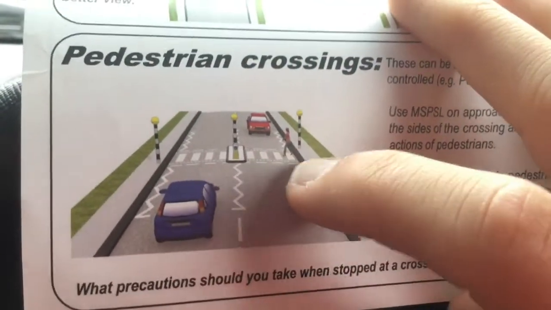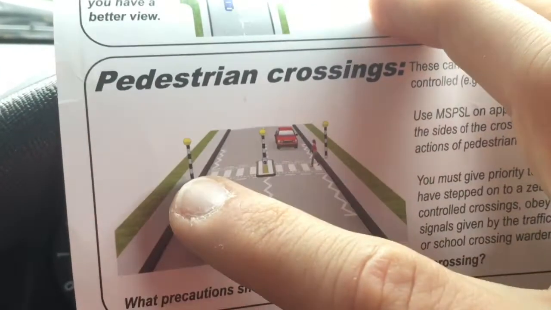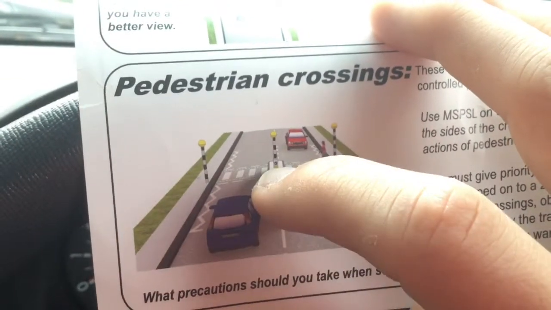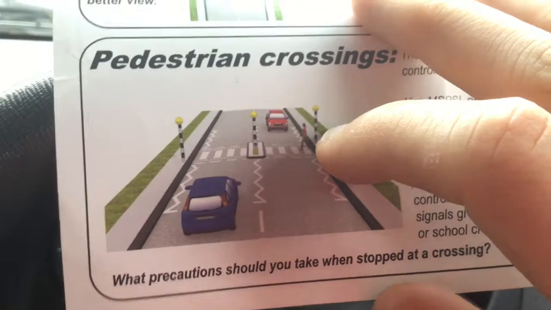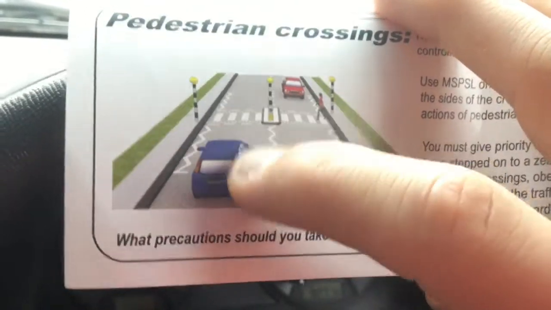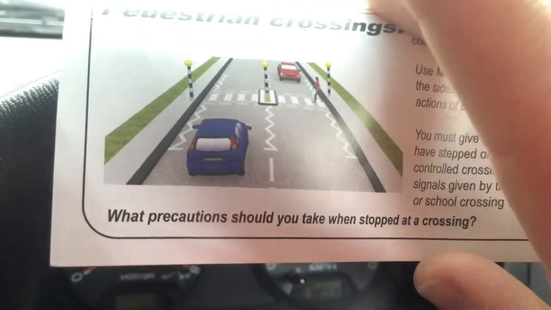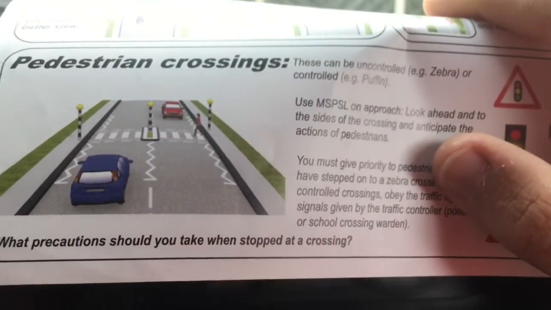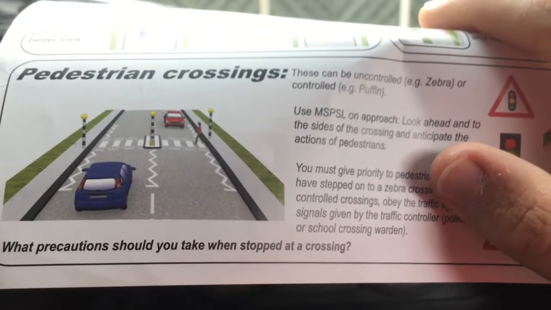Now, for example, if I'm this blue car and there's a pedestrian here, I've got to wait for them until they can cross this one. But if there's a pedestrian here, I can go, but then once they make it to this central island, I need to stop. So the idea is you use MSPSL, which is mirrors, signal, position, speed, look.